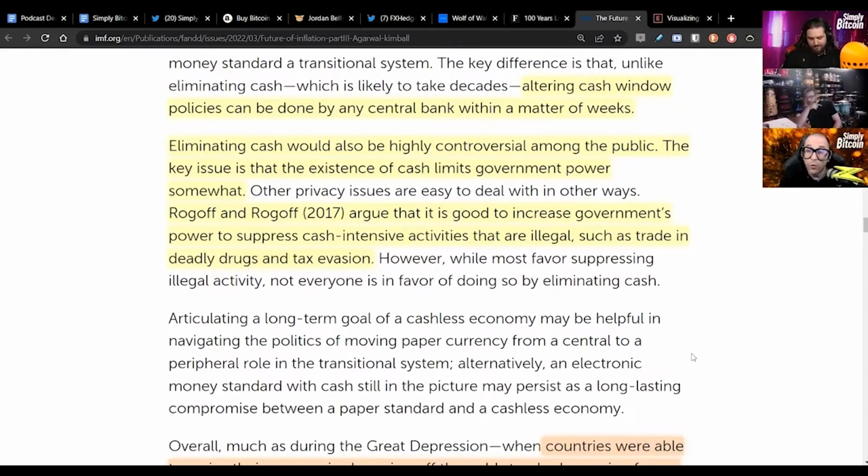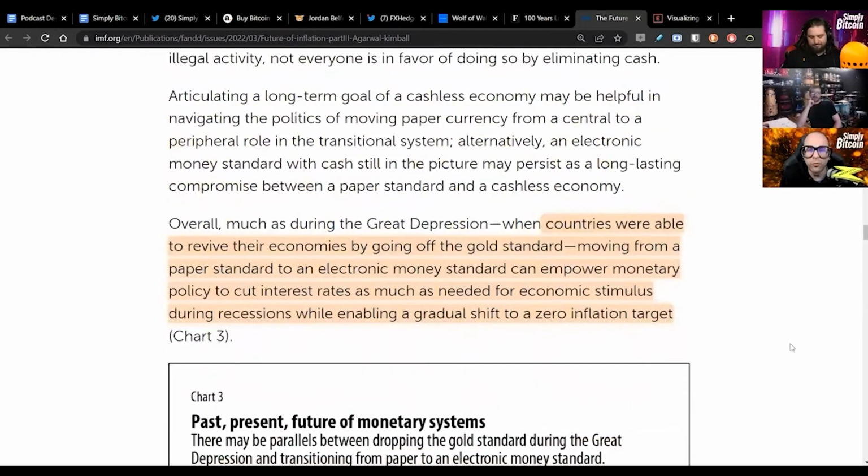So again, we are going back to the same bullshit narratives, okay? We are doing this for your safety. Your value needs to be controlled by us for your safety. It's for your good. Countries were able to revive their economies by going off the gold standard.